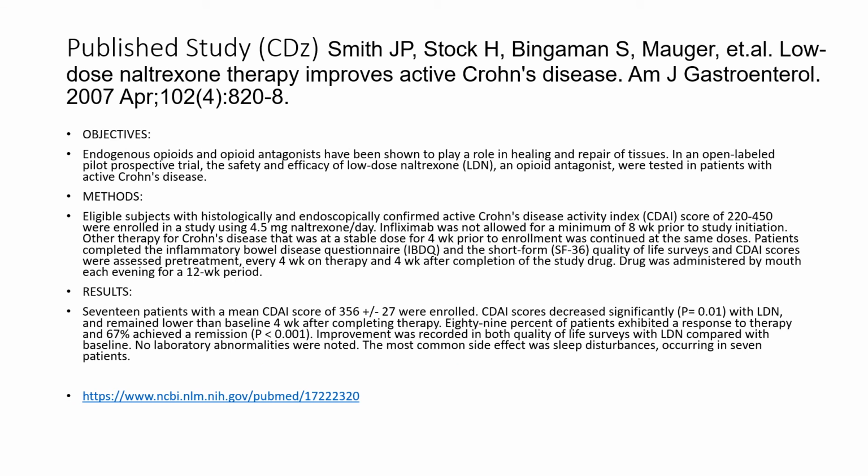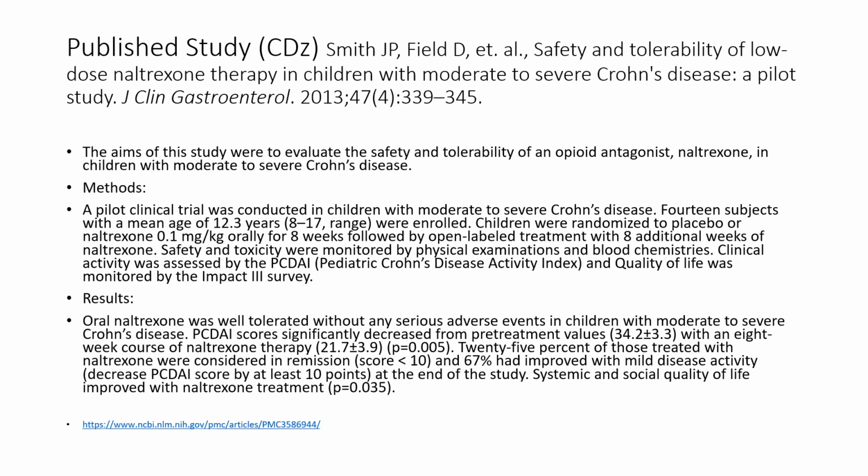Another study by J.P. Smith and others published in 2007, again looked at CDAI scores and improvement. And yet another study published in 2013, again by J.P. Smith and Dr. D. Field, looking at the safety and tolerability of LDN in children. Again, you can pause this presentation at any time to go back and review and read in detail these slides. But in the interest of time, I'm going to go through these fairly quickly.